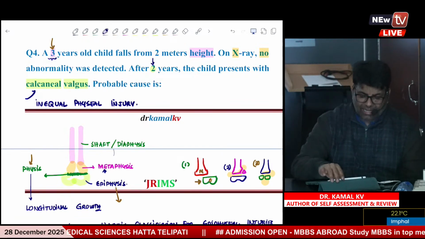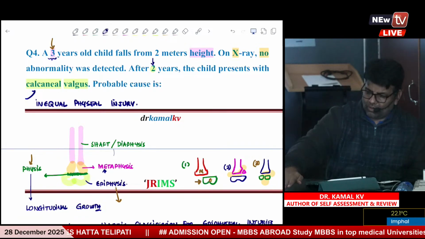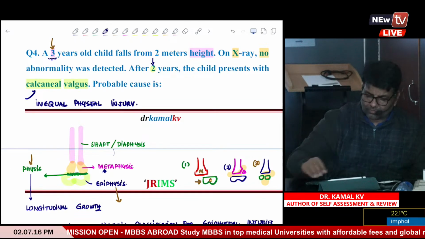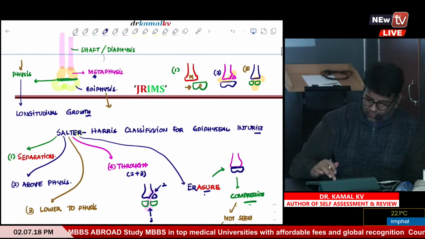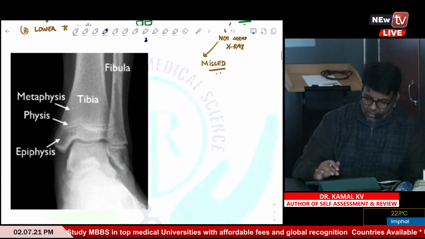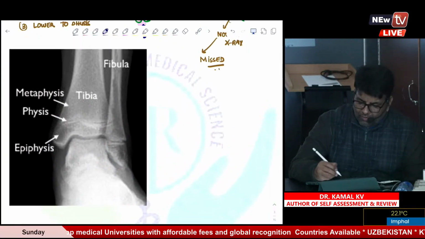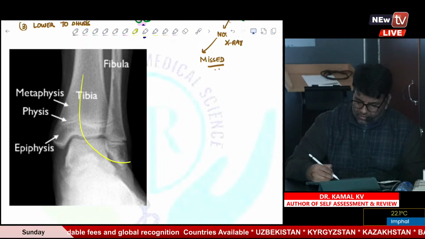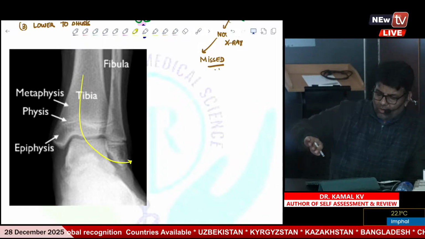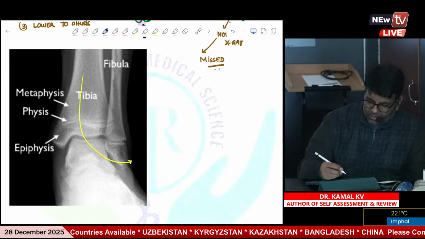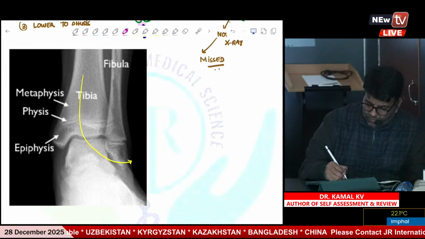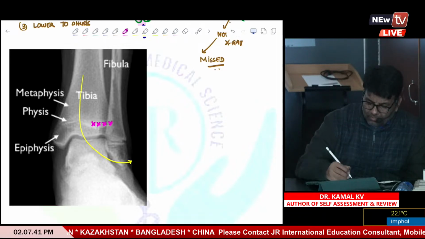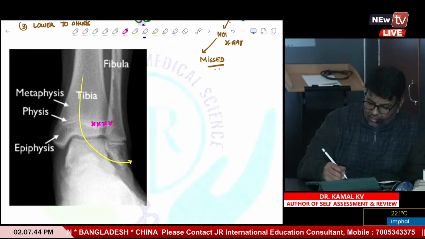Now what do you mean by the word calcaneal valgus? Suppose this is the right foot, it means the foot will turn like this. So if we take the X-ray, calcaneal valgus means the foot will turn like this. Okay, so the sole will go outside, and this is only possible if there is erasure on this side and this side is all normal.